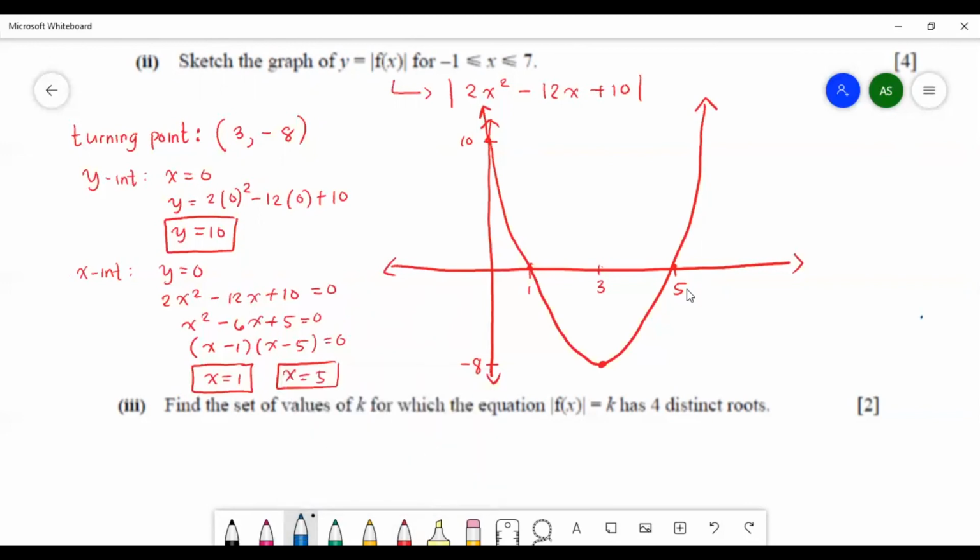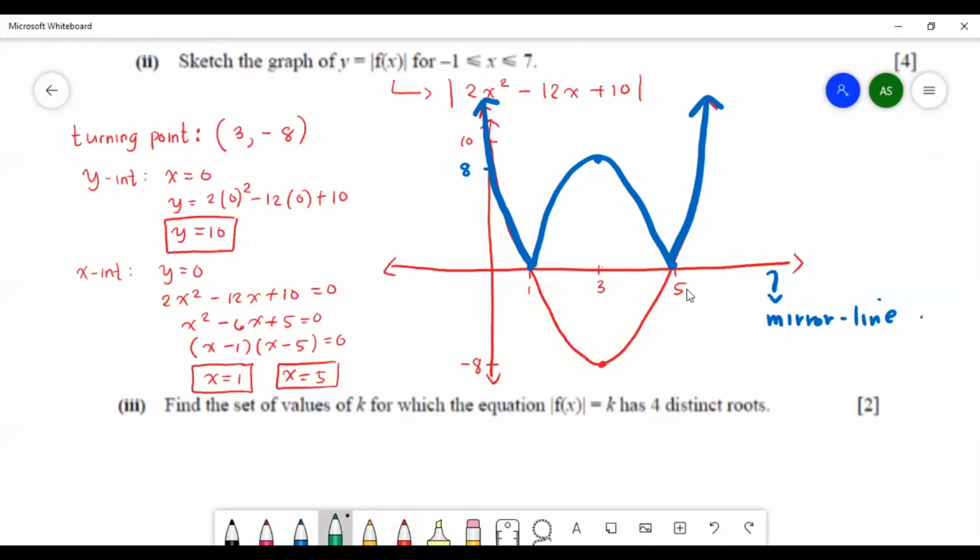So now remember that when we take the modulus, our x-axis becomes a mirror line for the values of y below the x-axis. So that means this part from 1 to 5 will be reflected upwards. So since that's a negative 8, that will become positive 8. So this will be reflected above, so that will become 3, positive 8. So the final graph of your function is the one in blue. So remember, it's the W shape. So this is the final graph for your modulus function.